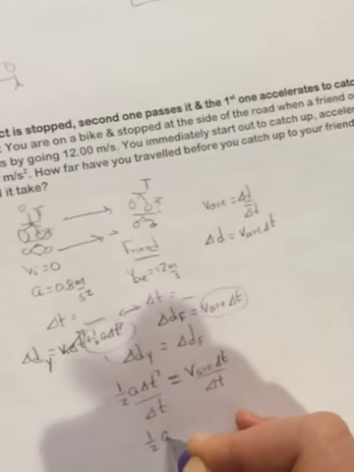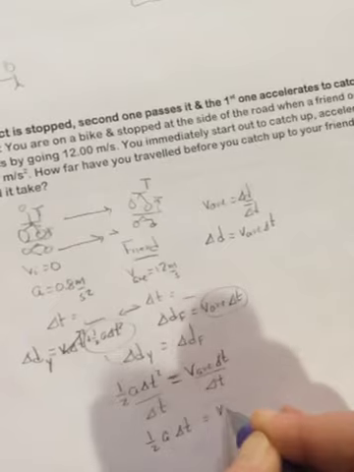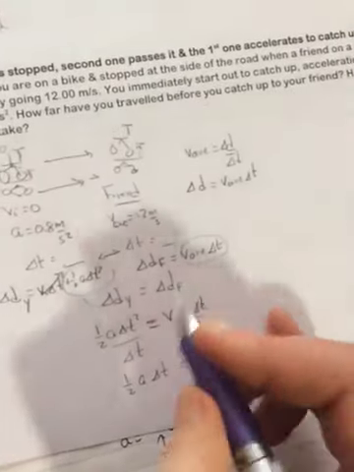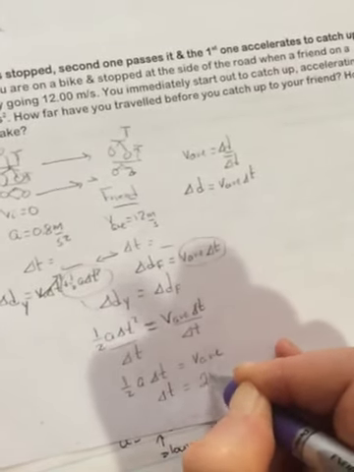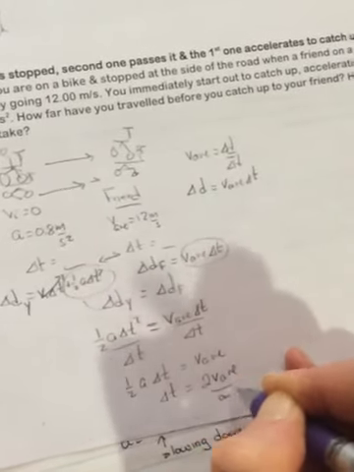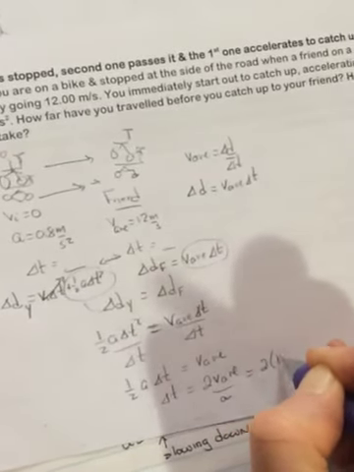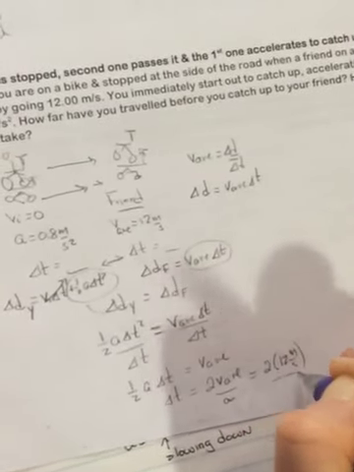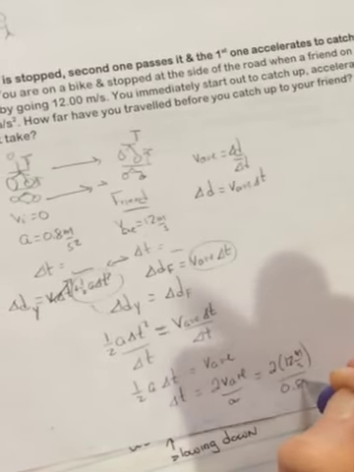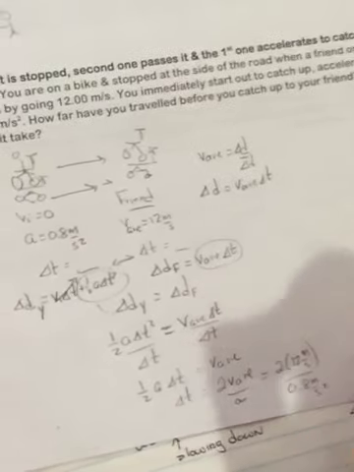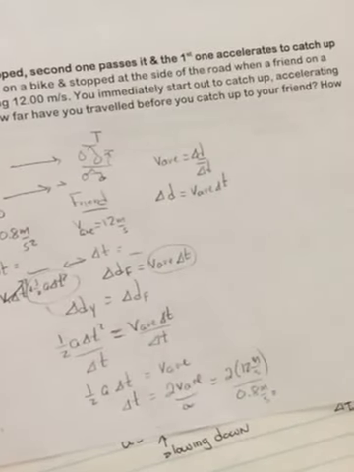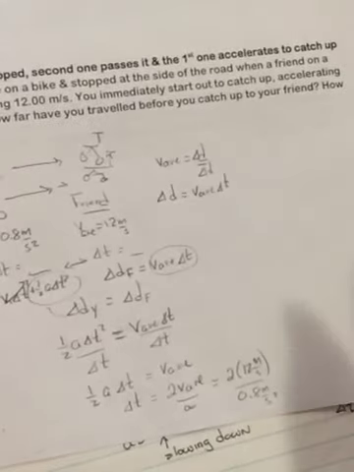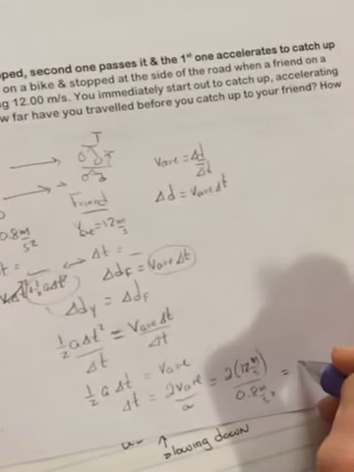You could simplify, you could divide both sides by delta t. And so then you end up with 1/2 a delta t is equal to VAV. And now multiply by 2, divide by a. So delta t will be equal to 2 VAV divided by a. So 2 times 12 meters per second divided by 0.8 meters per second squared. 24 divided by 8, 3. So 30, I think, because it's 0.8. Yeah. So it's going to take you 30 seconds to catch your friend.